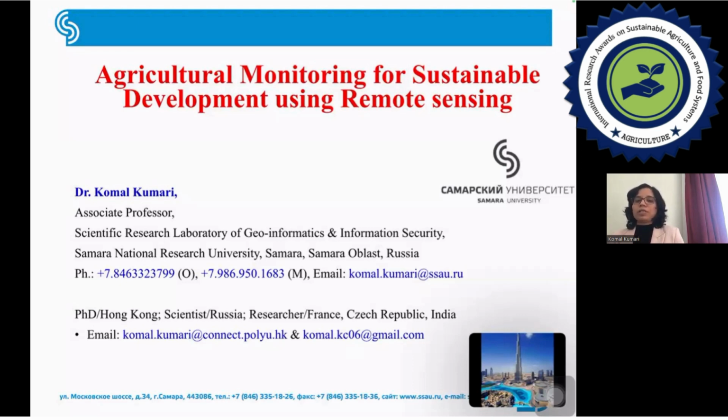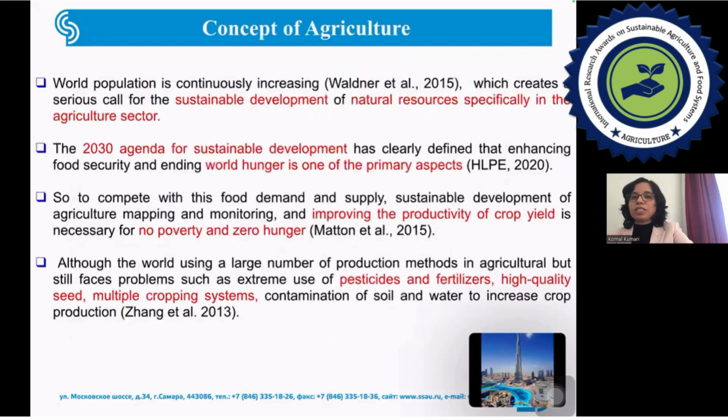Today, our topic is Agriculture Monitoring for Sustainable Development using Remote Sensing. Agriculture means farming. It is the art and science of cultivating crops. Agriculture plays an important role in our life. It is the backbone of the economic society for every country, which provides raw material and a large number of employment opportunities. That's why agriculture study is necessary for our society.